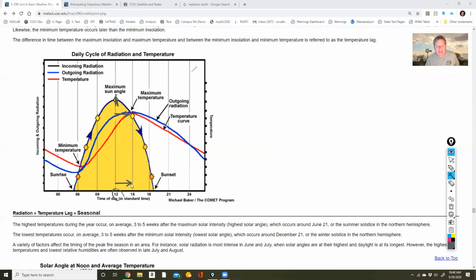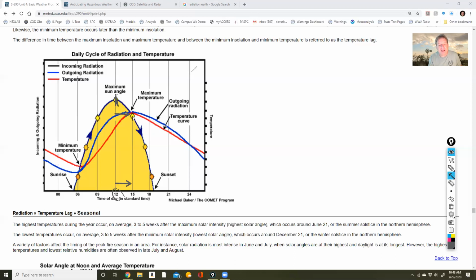So I think on my test, it's going to say 2 to 6 hours after noon is when it's warmest. Now, why is that? At noon, we get the most incoming radiation, right? So this is what you should write down. At noon, we get the most incoming radiation. But for the next few hours, we are still getting more incoming radiation than we're giving off, which means our temperatures should continue to go up.